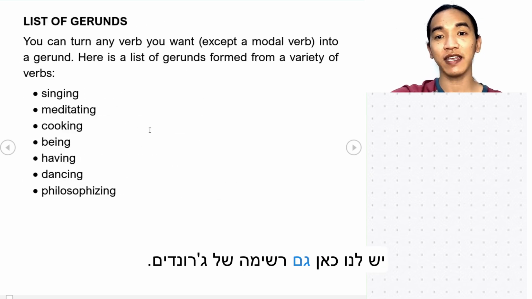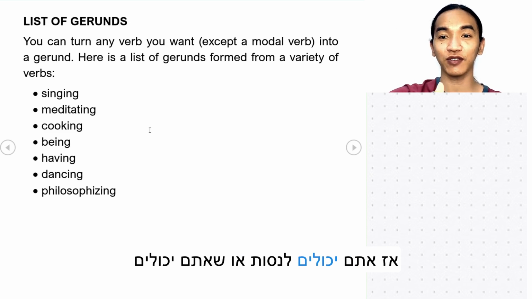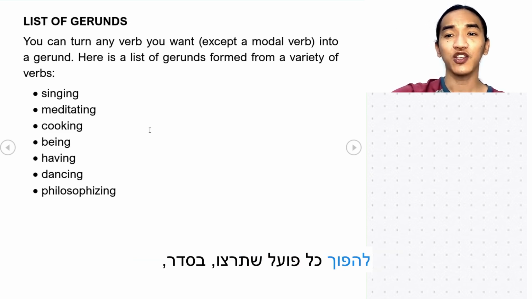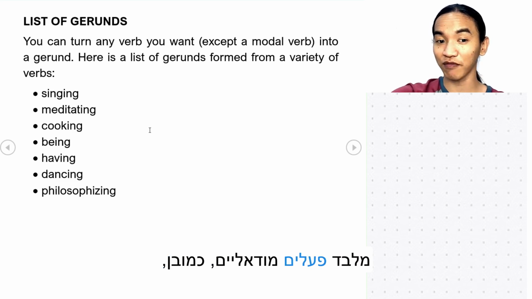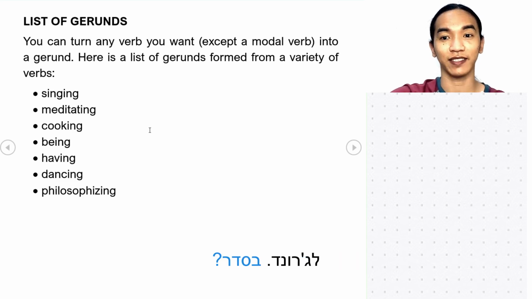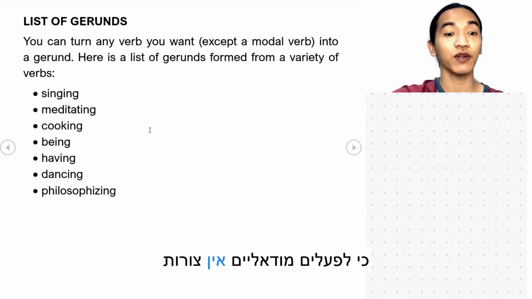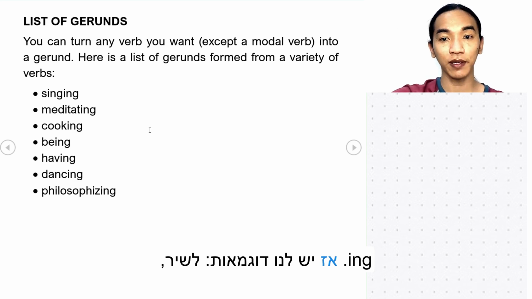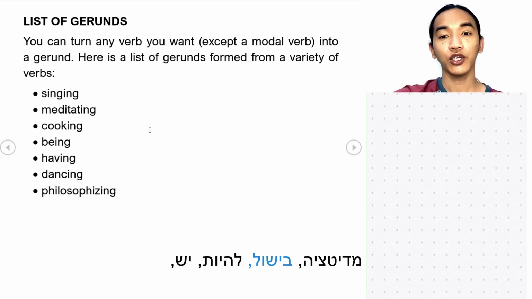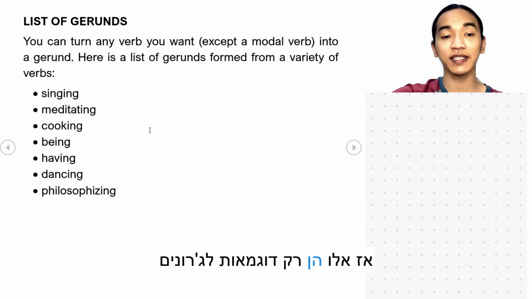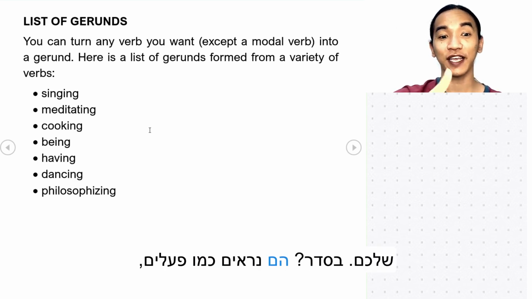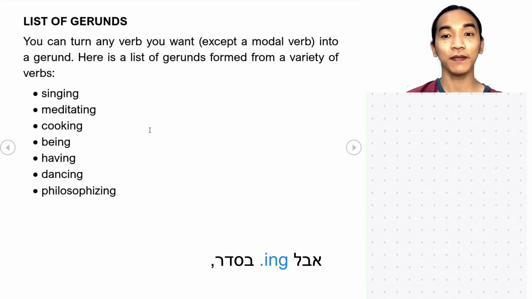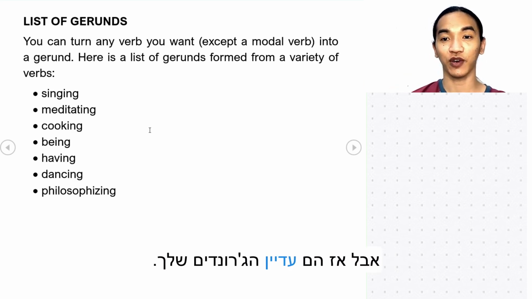We also have here a list of gerunds. You can turn any verb you want, except modal verbs, of course, into a gerund, because modal verbs don't have ing forms. Examples are singing, meditating, cooking, being, having, dancing, and philosophizing. These are just examples of your gerunds. They look like verbs but with ing, but they are still your gerunds.